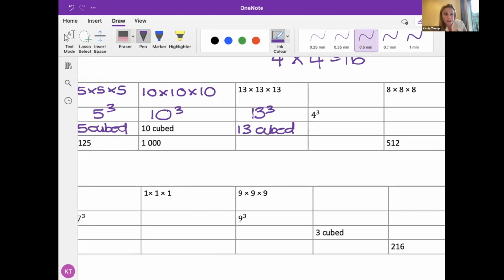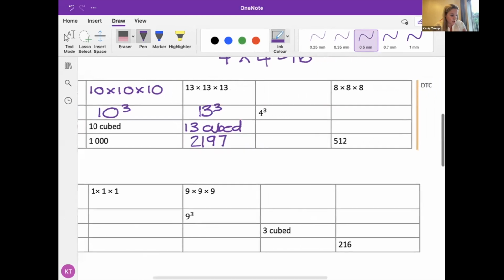All right, I'm liking Nawazi's answer. She got it the fastest. So we got 2197. Well done. Well done, everybody. 2197. So 13 times 13 times another 13 gives you 2,197. Right, let's finish off.